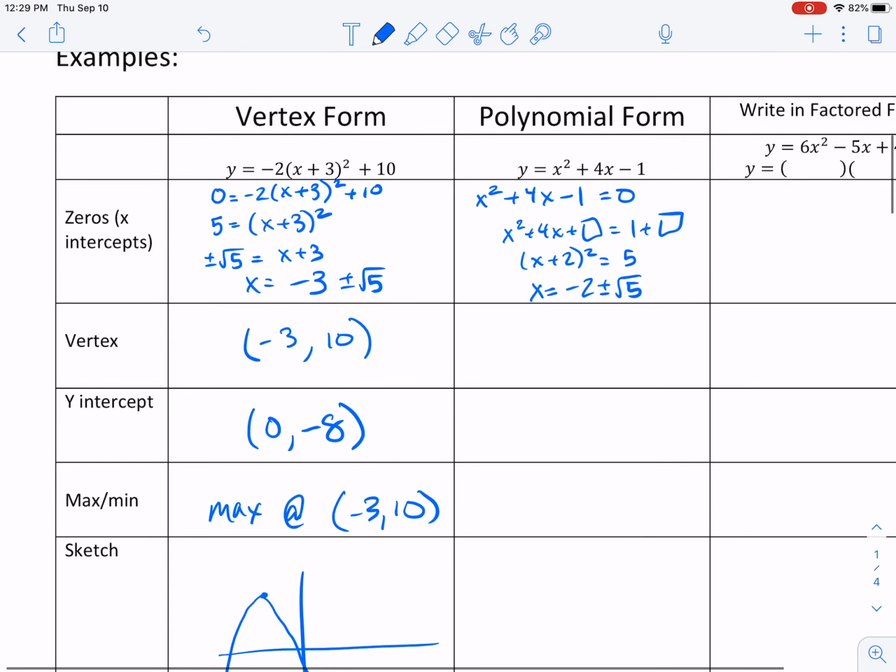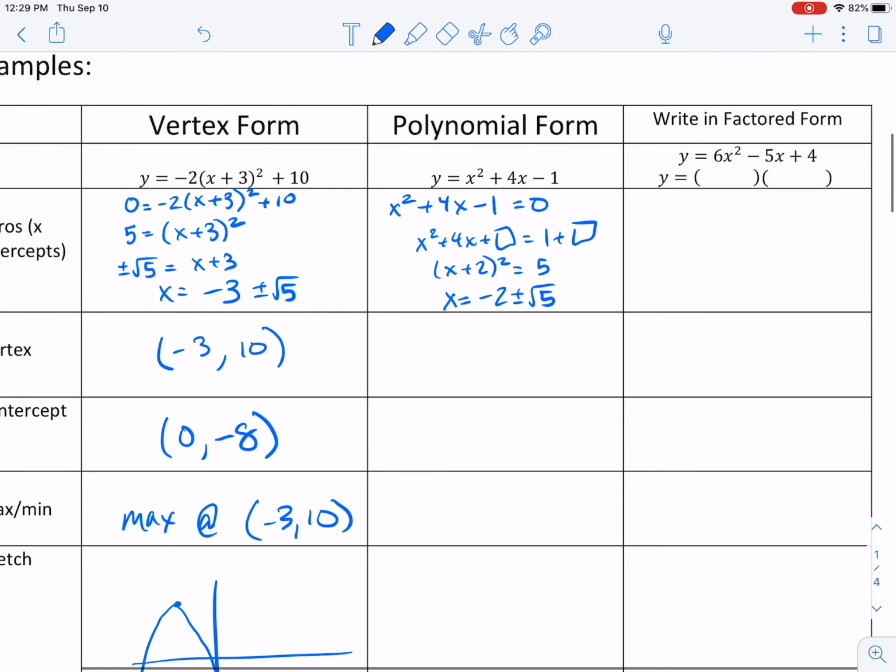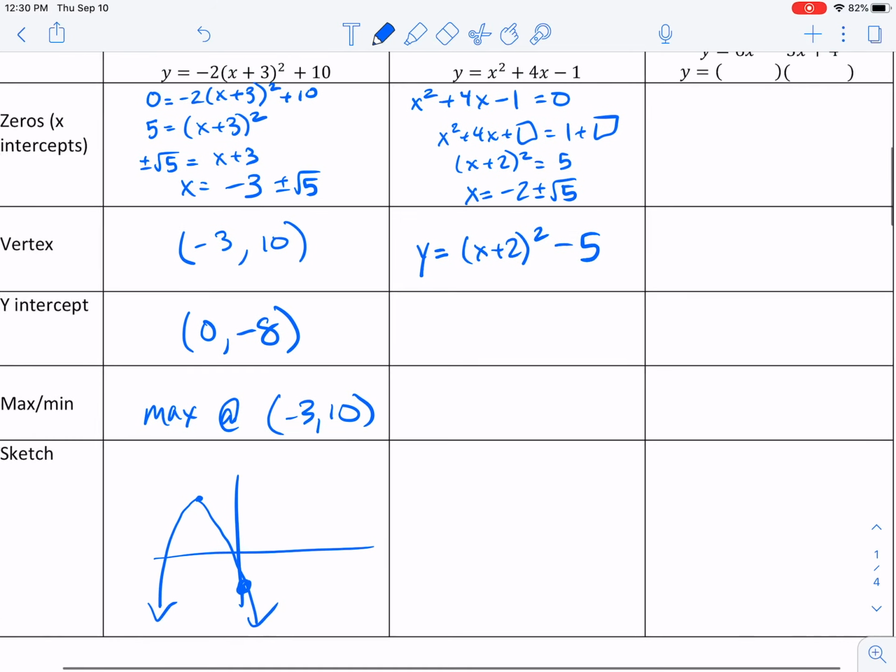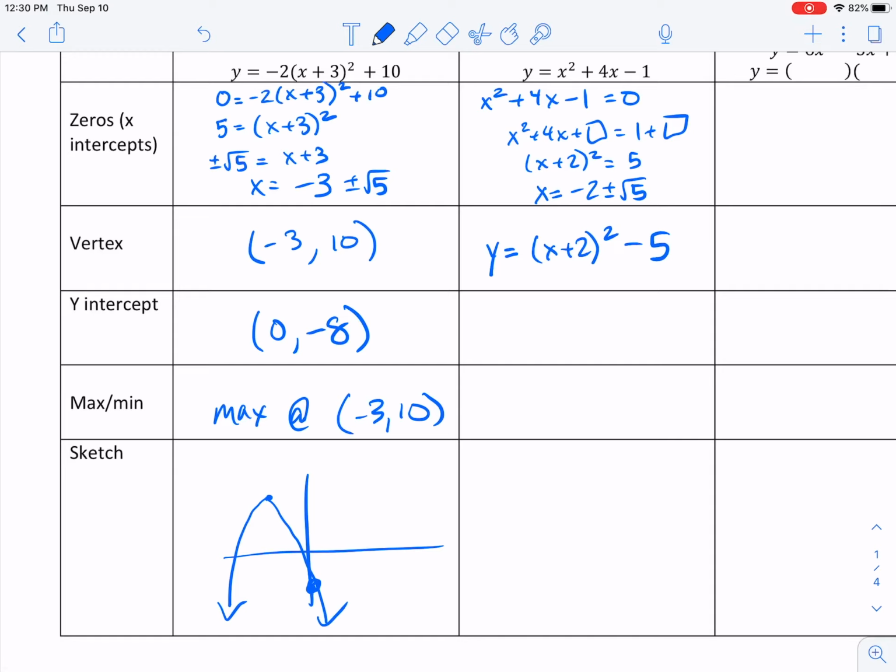The vertex, well, what I'm going to do with that one is, when I completed the square, we ended up with y is equal to x plus 2 squared minus 5. We can check by foiling this out. This is x squared plus 4x plus 4 minus 5, which is 1. That wasn't the vertex. I didn't answer the question that they asked, did I?